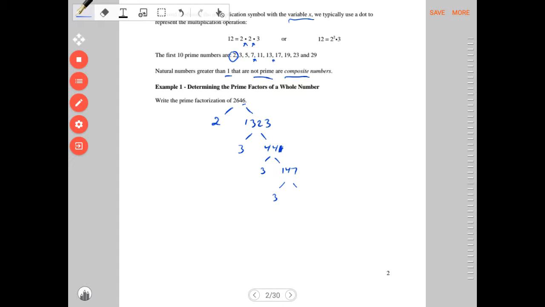147 is divisible by 3, so that works out to 49. 49 is divisible by 7, and 49 is 7 times 7. We just get smaller and smaller until these numbers work out to prime numbers. Remember, 2 is a prime number, 3 is a prime number, and 7 is a prime number. So 2,646 is 2 times 3 cubed times 7 squared. That is the prime factorization of 2,646.